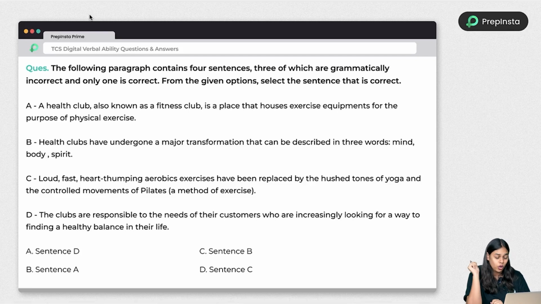A health club, also known as a fitness club, is a place that houses exercise equipments for the purpose of physical exercise.